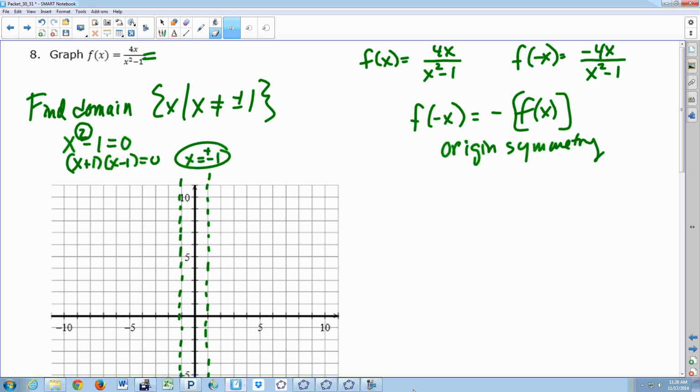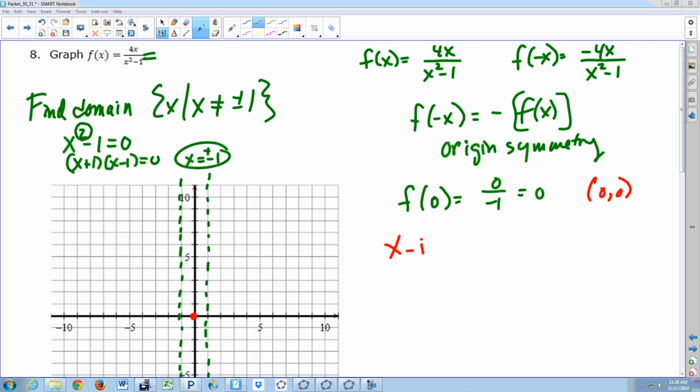Okay. So now what else do we need to do? We have to find our intercepts. So our y-intercept is when x equals 0. That's 0 over -1, which is 0. So that means my origin is going to be my y-intercept. And my x-intercept, or intercepts, all I have to do to find that is pick on my numerator and set my numerator equal to 0. Because when the numerator of a fraction is 0, the whole thing is 0. So when does 4x equal 0? When x is 0. So again, my origin is playing a double role here. It's both the y-intercept and the x-intercept.